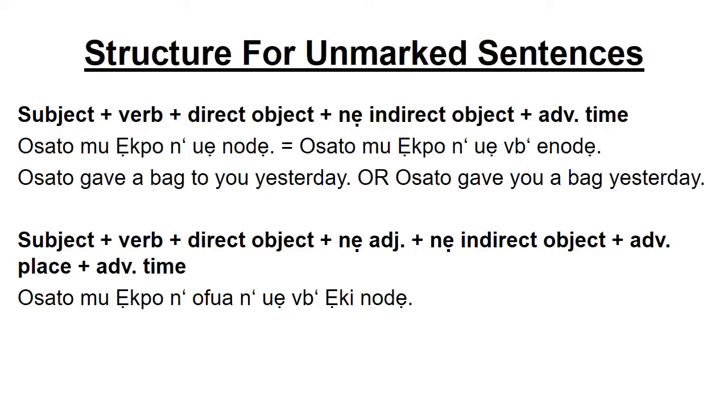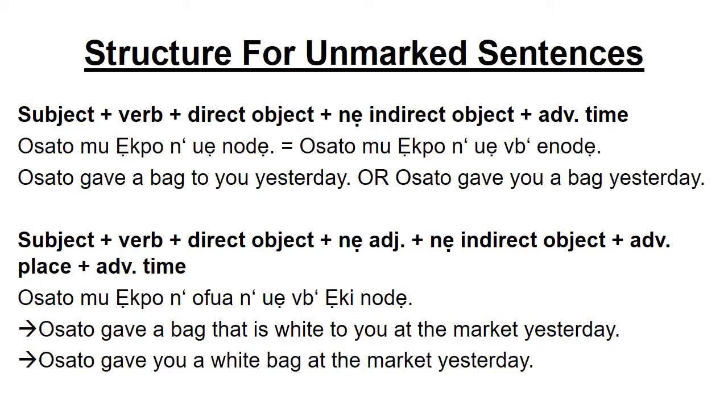So now we have an adjective. An adjective comes after the noun that it describes. So that's why it comes after the direct object, which is also a noun. So ekbo is a bag. Ekbo nofwa is a white bag. Efwa is the Edo word for white. So efwa is whiteness. Nofwa is the one that is white. So that is the adjective.